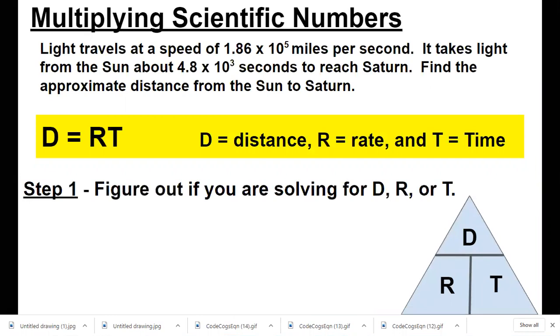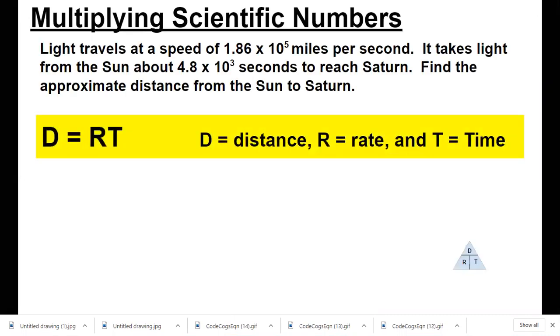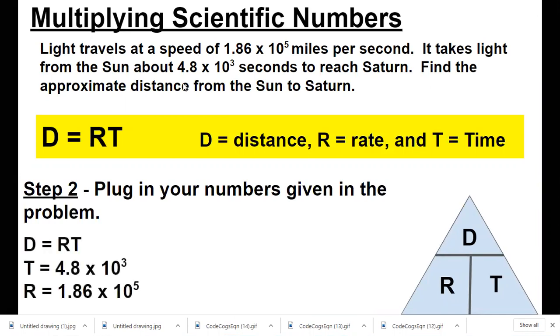Step 1, figure out what you're solving for. We did that already. We're solving for distance. Step 2, we're going to plug in our numbers given in the problem. So we are given T, 4.8 times 10 to the 3rd seconds, and rate, speed, of 1.86 times 10 to the 5th. We're going to multiply those together. We're going to multiply 1.86 times 10 to the 5th by 4.8 times 10 to the 3rd.